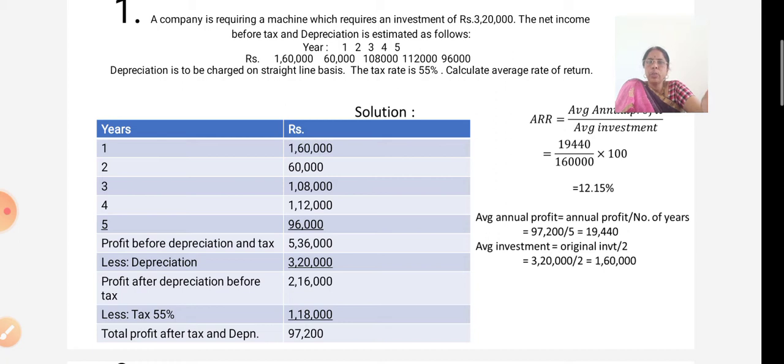Now what is our annual profit? It is calculated as total profit divided by number of years, that is 97,200 divided by 5, which is equal to 19,440. Now we will substitute this in our formula. ARR is equal to average annual profit after depreciation and tax, 19,440, divided by average investment 1,60,000, into 100. So ARR is equal to 12.15%.